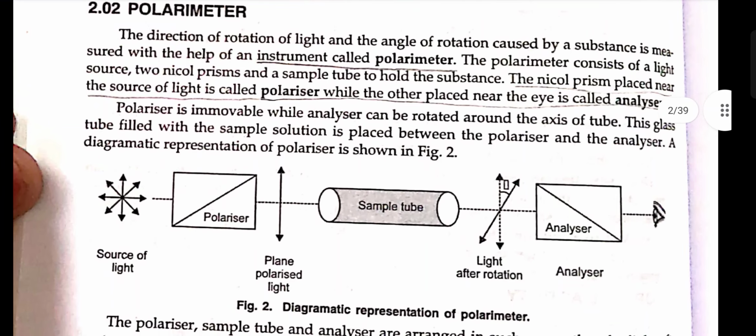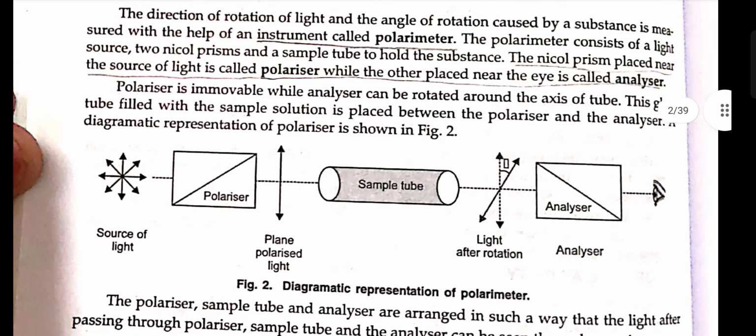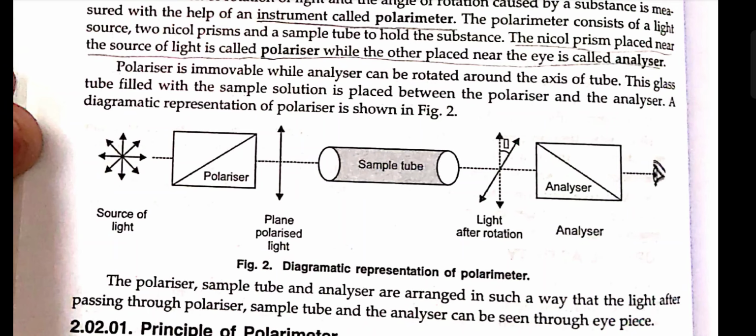Polarimeter. As we can see in figure 2, this is a polarimeter placed in front of a source of light. A polarimeter contains a polarizer, an analyzer, and a sample tube. The polarizer is placed in front of the source of light and provides us plane polarized light. Then we place the sample in the sample tube, and with the help of the analyzer we note by what angle the plane polarized light is rotated by the sample.